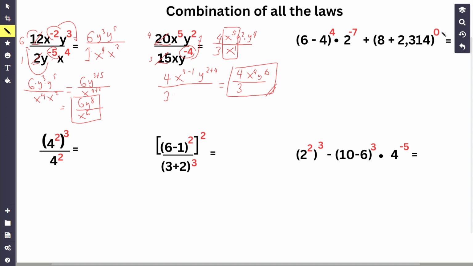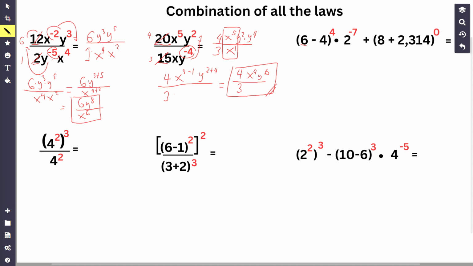We have here the quantity 6 minus 4 raised to 4, and then multiplied with 2 raised to negative 7 plus the quantity of 8 plus 2314, raised to 0. Please take note that here we will be applying something we've learned about PEMDAS. And in PEMDAS, what does it mean? So we go first with parentheses, exponent, multiplication, division, addition, and subtraction. So let's go first with exponents.